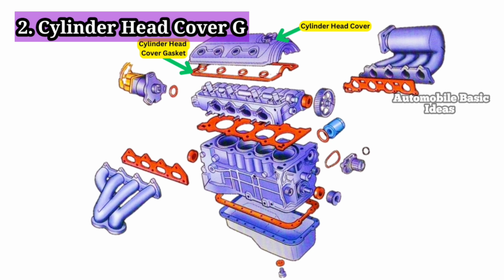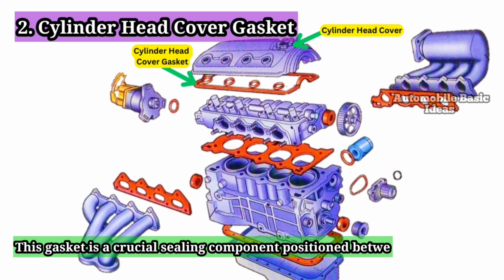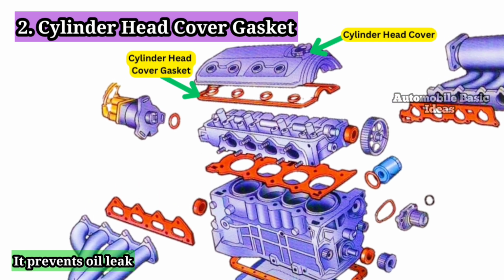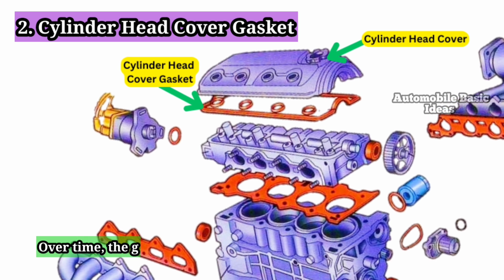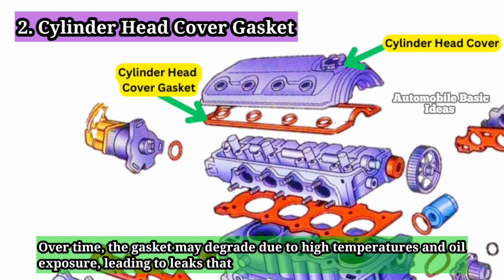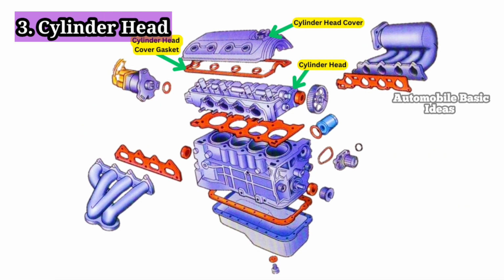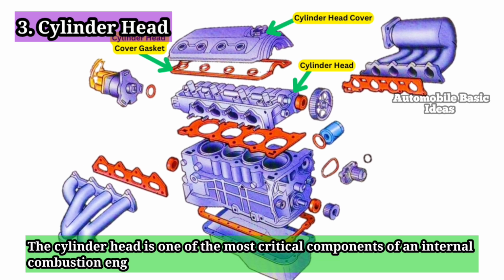2. Cylinder head cover gasket. This gasket is a crucial sealing component positioned between the cylinder head cover and the cylinder head. It prevents oil leaks and ensures that contaminants do not enter the engine. Over time, the gasket may degrade due to high temperatures and oil exposure, leading to leaks that can affect engine performance.